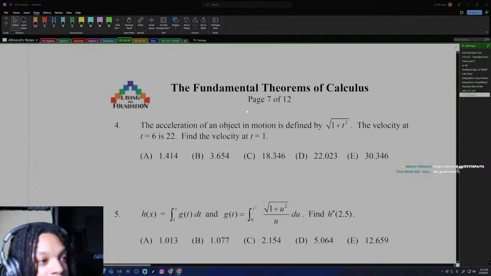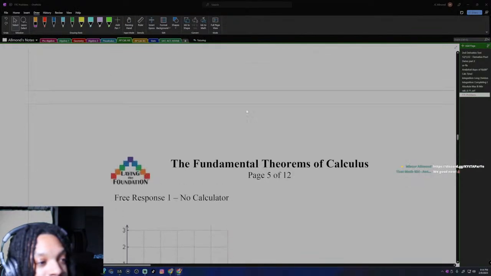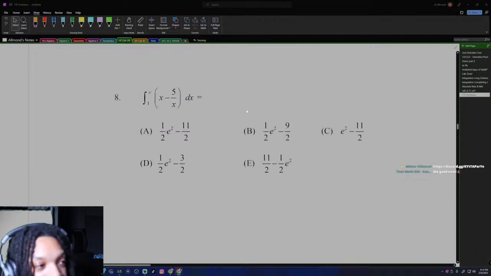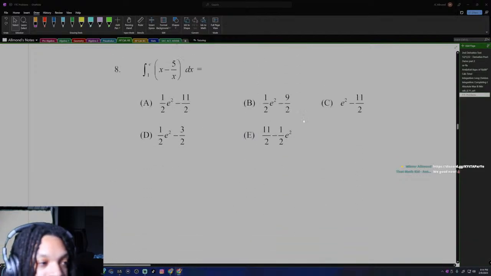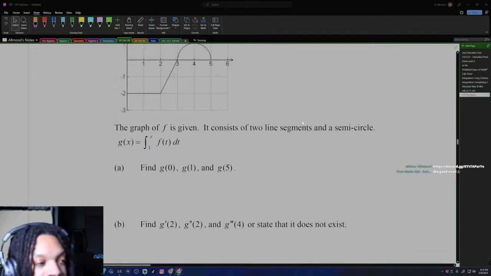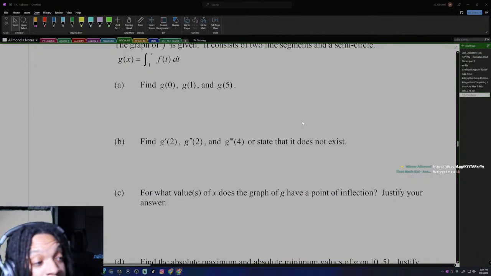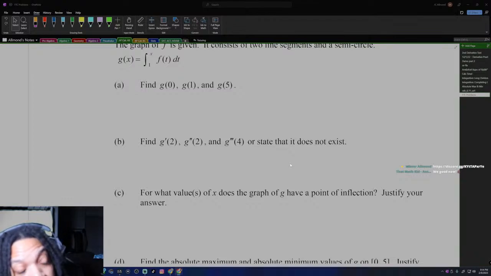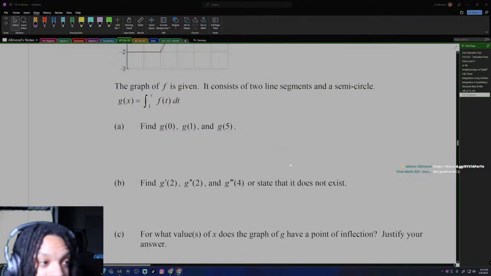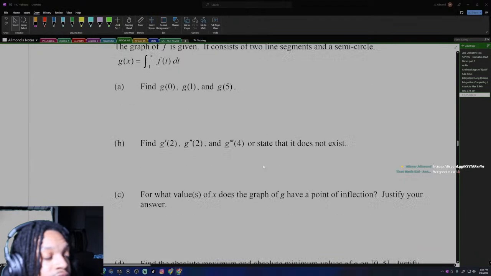Fundamental theorem of calculus. The integral differentiated is just the function itself. If I have an integral, I have a function that represents my integral. I can evaluate it at the upper bound minus the lower bound, and that'll give me the exact area under a curve.